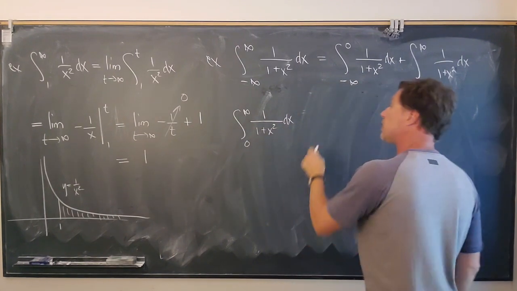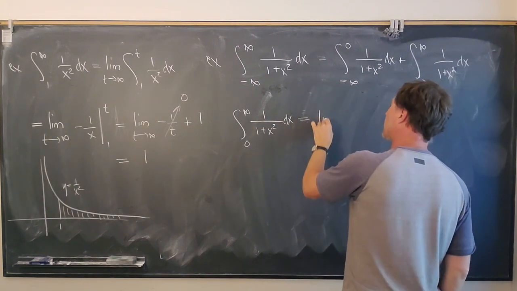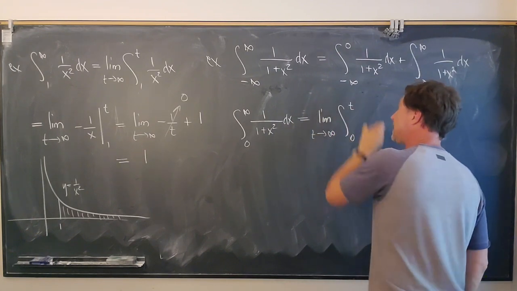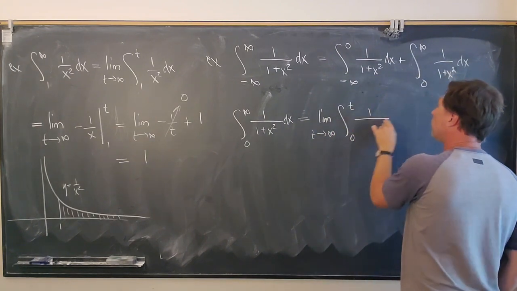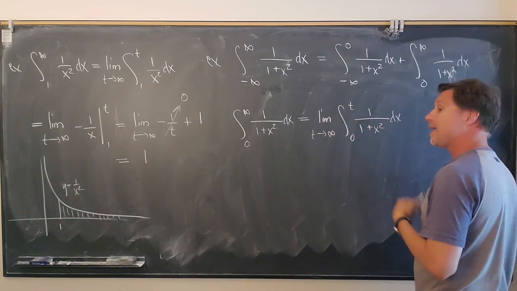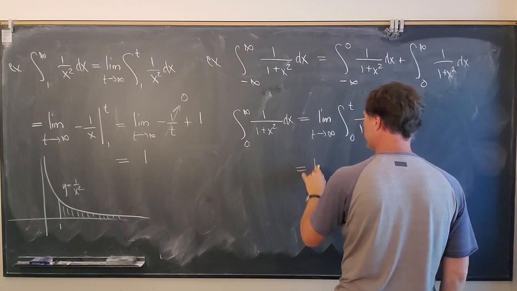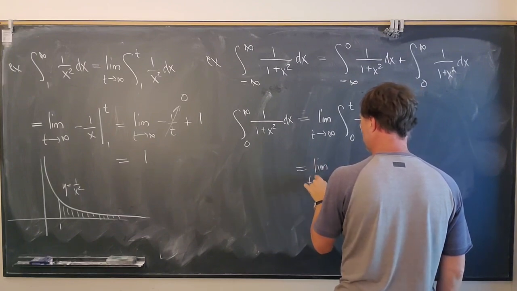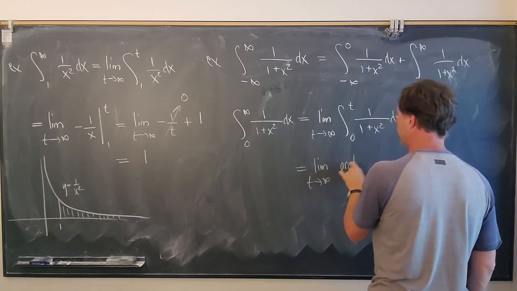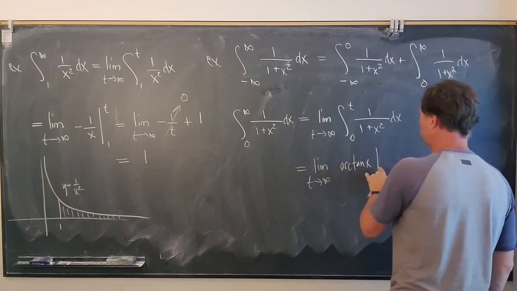Remember, the first step is to rewrite this as a limit. So this is limit as t goes to infinity, integral 0 to t, 1 over 1 plus x squared dx. Now compute the antiderivative. So that's limit as t goes to infinity. This will be an arctan x, and we're going from 0 to t.